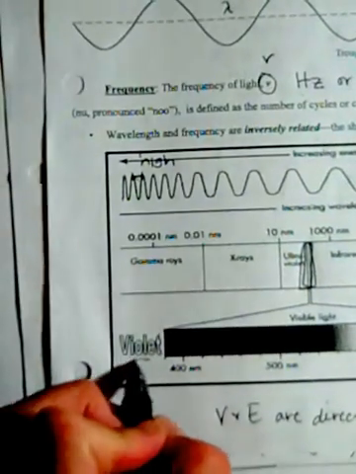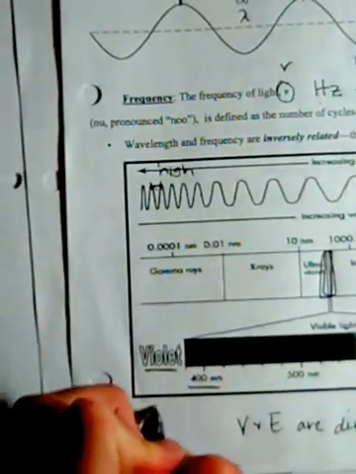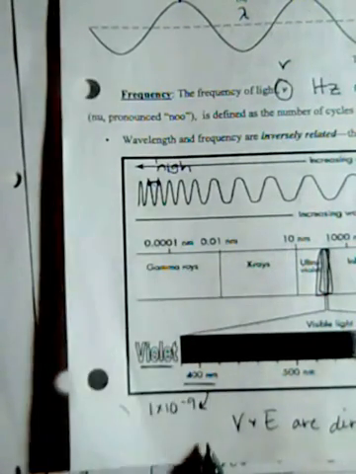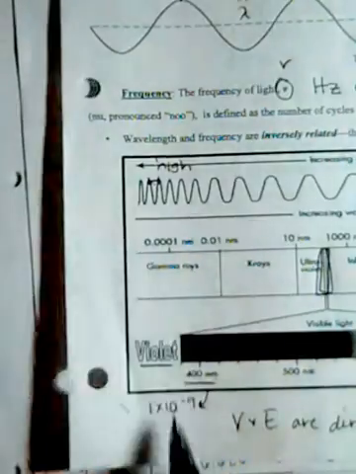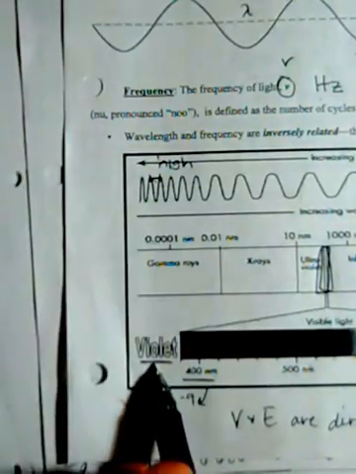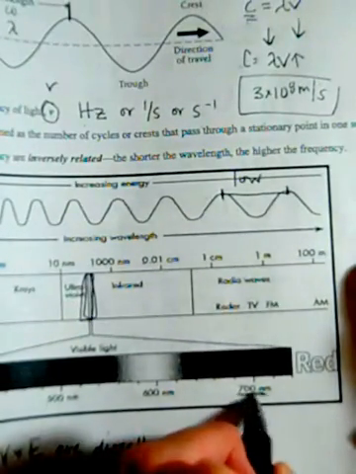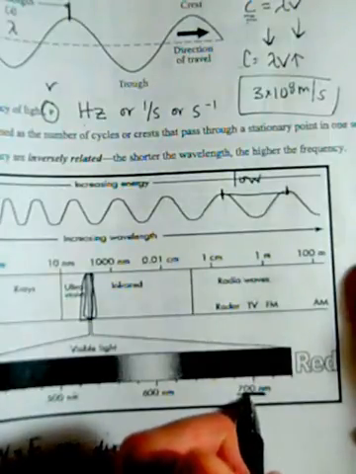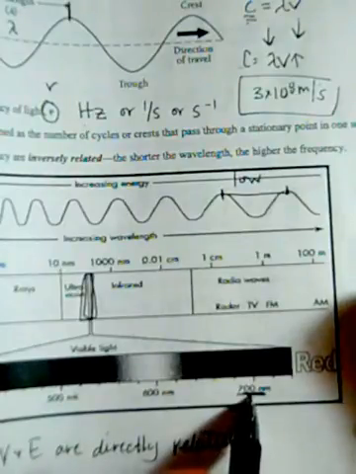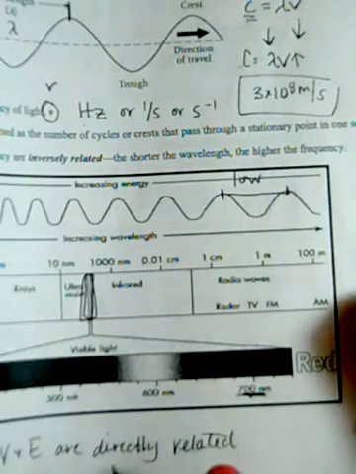So violet has a certain wavelength. It's somewhere around 400 nanometers. Remember, nano is 1 × 10⁻⁹. So violet, with a really small wavelength and a really high frequency, has the highest energy out of everything in the rainbow. Red has a really large wavelength, 700 nanometers, or 7 × 10⁻⁷ meters. So red has a really long wavelength, which means it has a really low frequency and a really low energy.